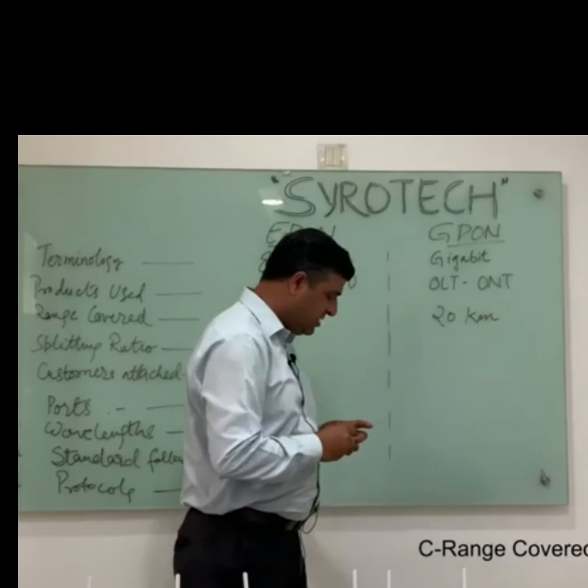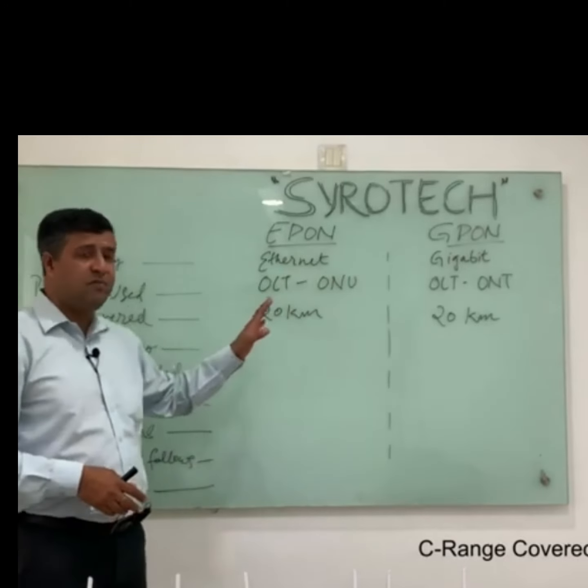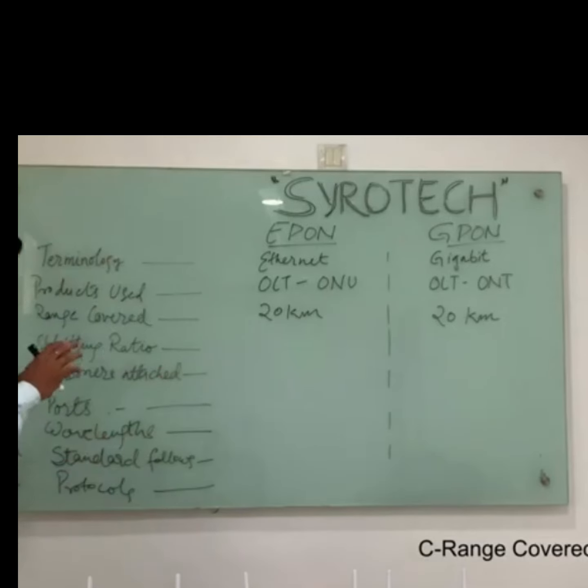It will not be like that if we are using GEPON it will become 40 km, 60 km. No, it will remain the same, 20 km, 20 km. Now if the range is the same, what is the basic difference?